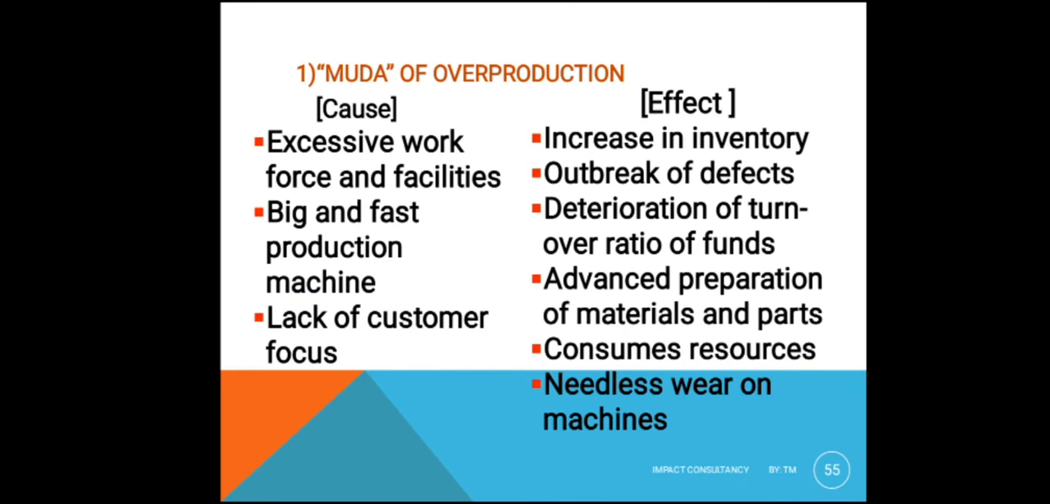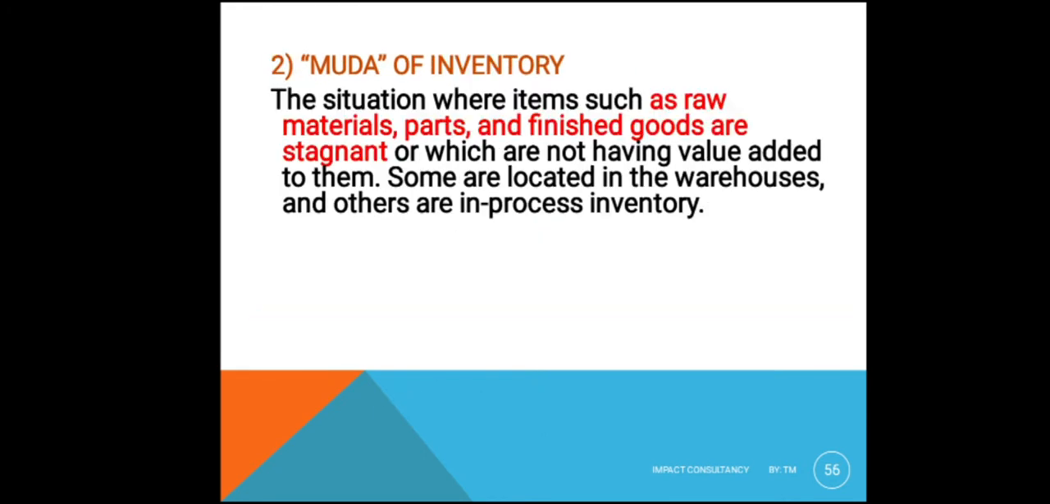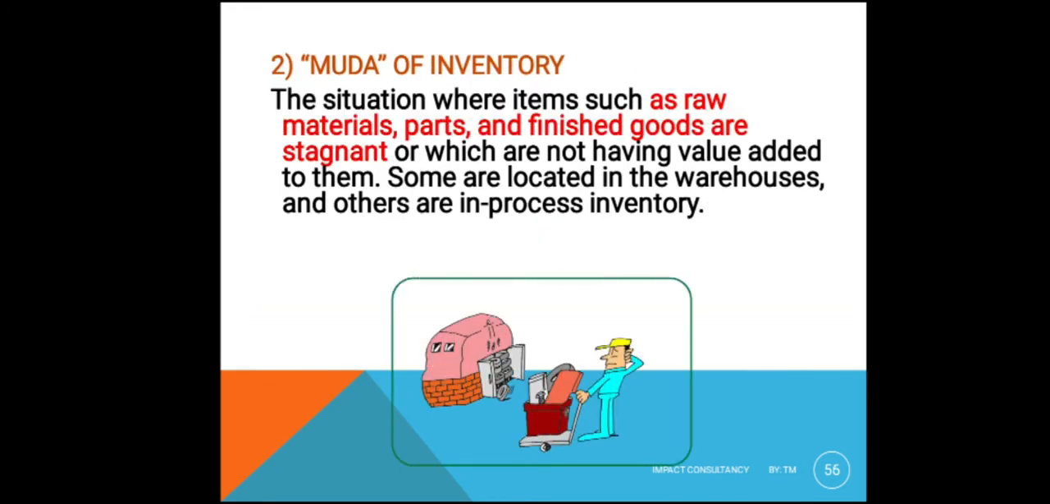The causes are excessive workforce and facilities, big and fast production machines, and lack of customer focus. The effects it brings: increase in inventory, outbreak of defects, deterioration of turnover ratio of funds, advanced preparation of materials and parts, consumption of resources, and needless wear on machines. So it is not important to overproduce any production.